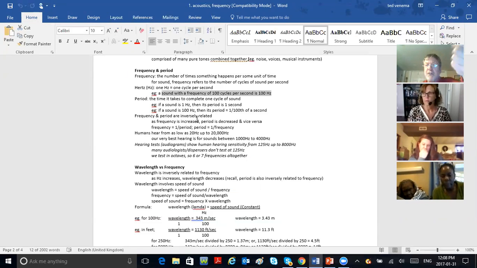So period and frequency are inversely related. The longer the wavelength, the lower the frequency, the fewer the hertz, the longer the time it took to complete one cycle. The higher the frequency, the shorter the time it took to complete one cycle. The lower the frequency, the longer the period. The higher the frequency, the shorter the period. So what it says right in the middle, frequency and period are inversely related. As frequency is increased, period is decreased, and vice versa.